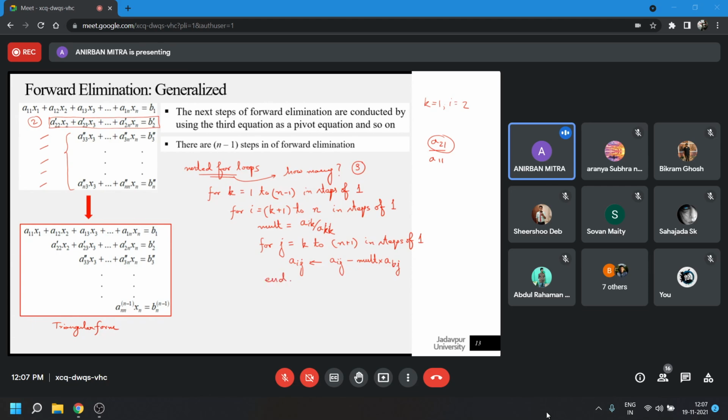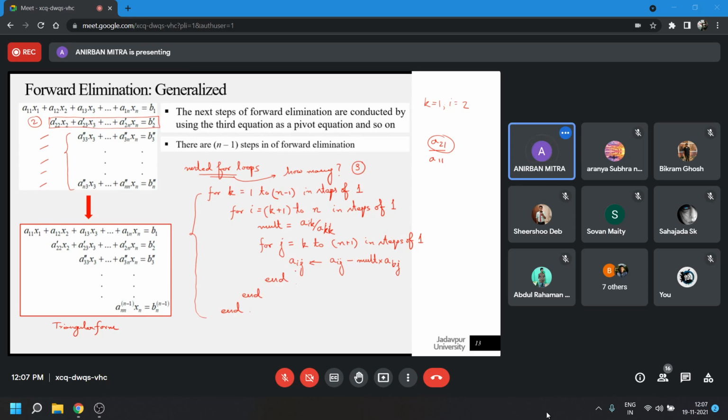You will end this second loop and the third loop. So this implements the forward elimination step in a generalized manner for n number of equations and n minus 1 steps of forward elimination.